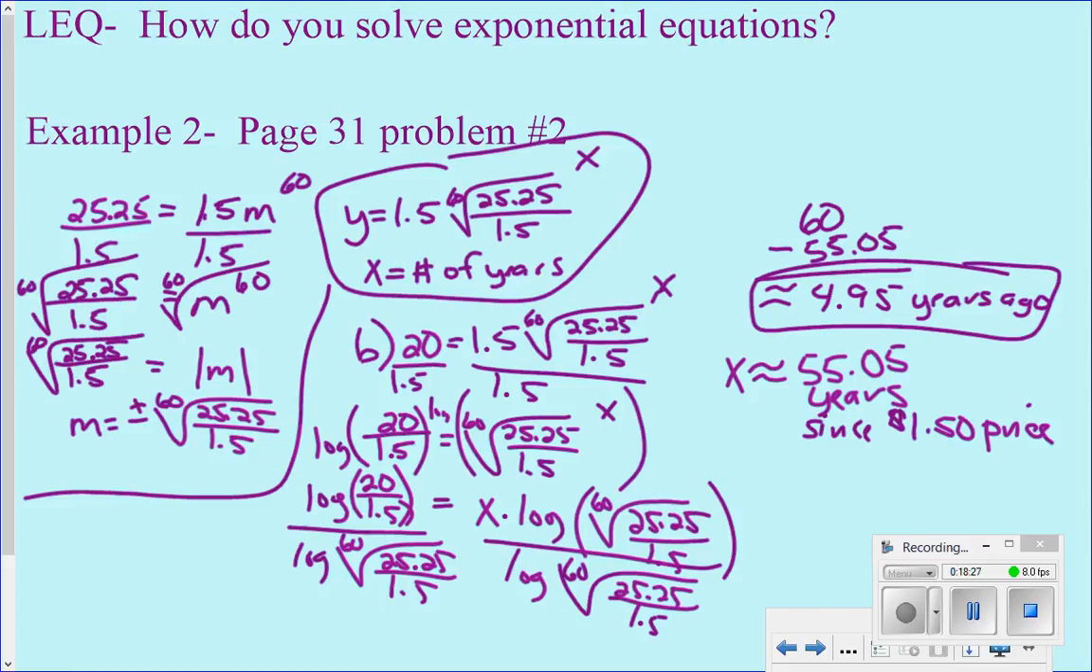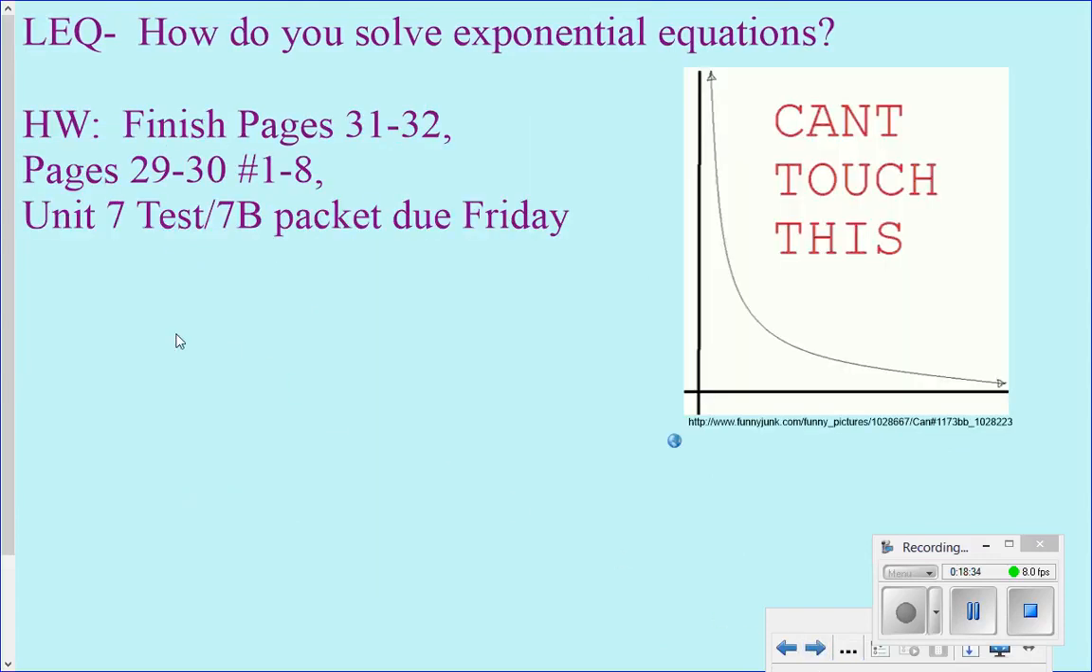Okay, so your assignment for tomorrow, I'd like you to complete 29 to 30 problems 1 to 8. We actually did number 1 together a moment ago, so 2 to 8. And 31 and 32, I'm going to change this a little bit. You're going to do just problems 1 to 4, and we just did number 2 together. So 1, 3, and 4 on pages 31 and 32. And pages 29 and 30, problems 2 through 8, because we just did number 1. So do those for tomorrow. Reminder, you have a test coming up at the end of this week, and your packet will be due as well.